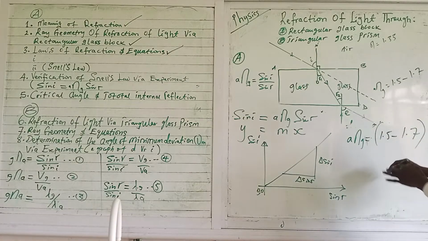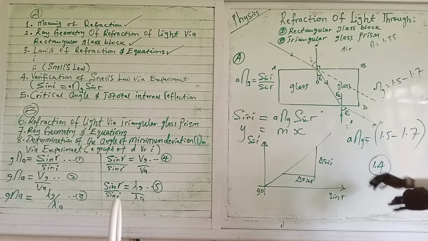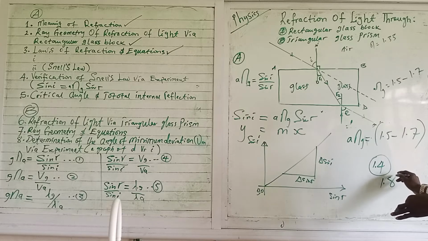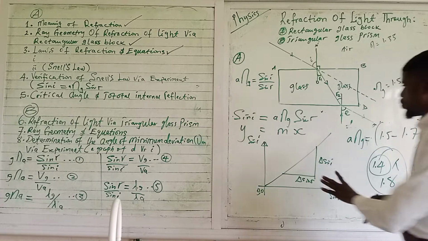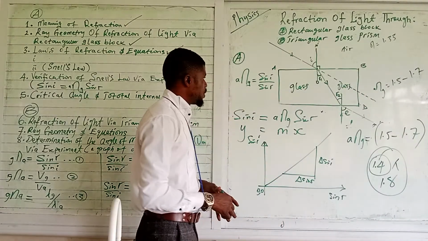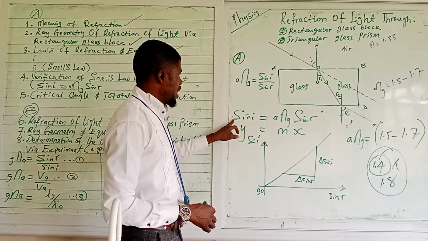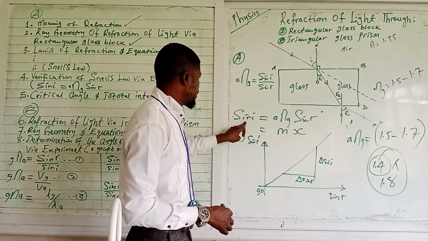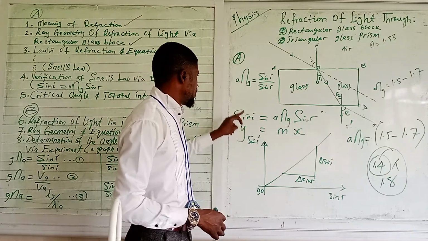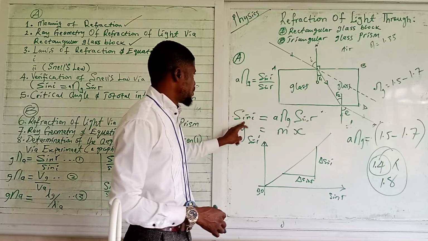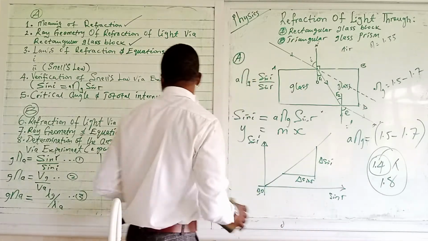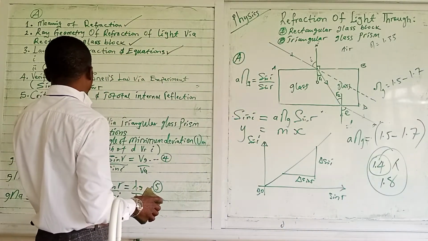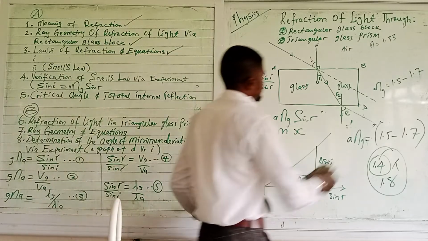So if you plot your graph and you are having a value of 1.4, or you are having a value of 1.8, that experiment is totally wrong. Your value must fall in the range of 1.5 to 1.7. So this is how Snell's law is verified through experiments. Here you have increase, increase, decrease, decrease: direct proportion between sine I and sine R. So the next item on the list is the critical angle and the total internal reflection.